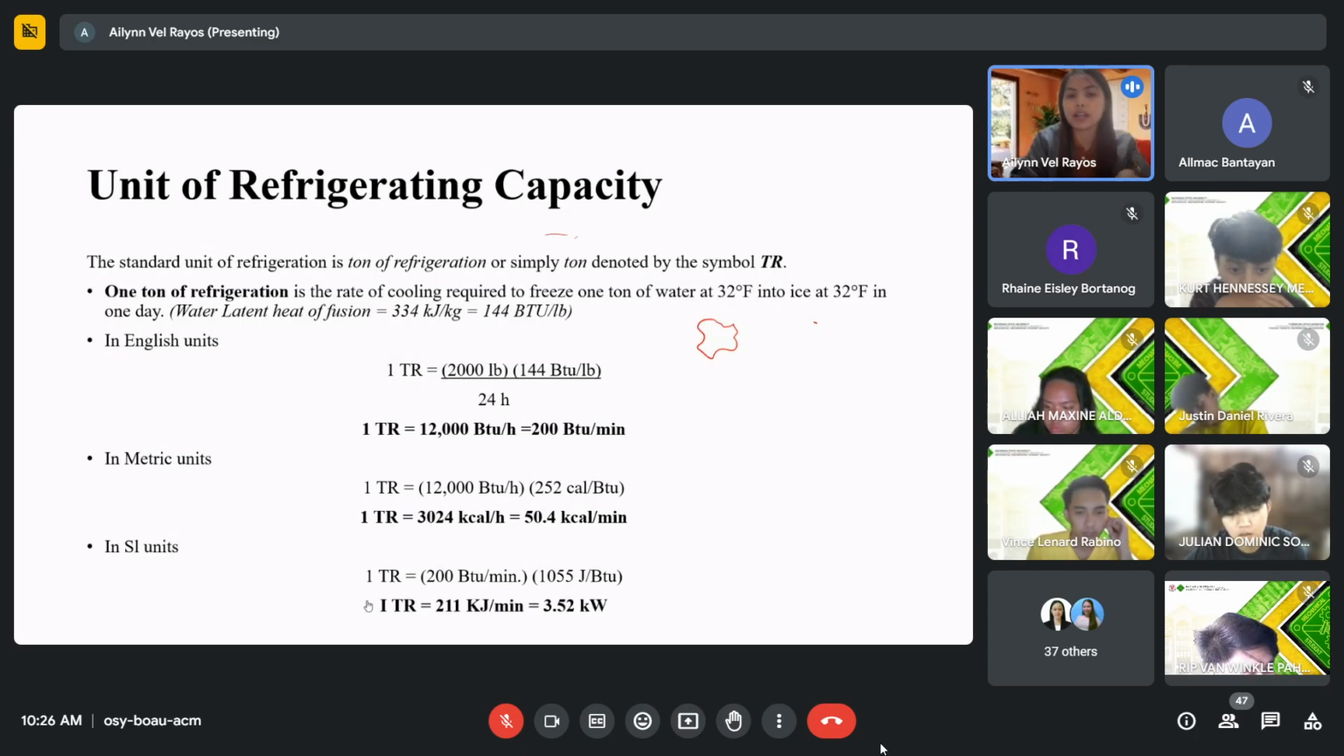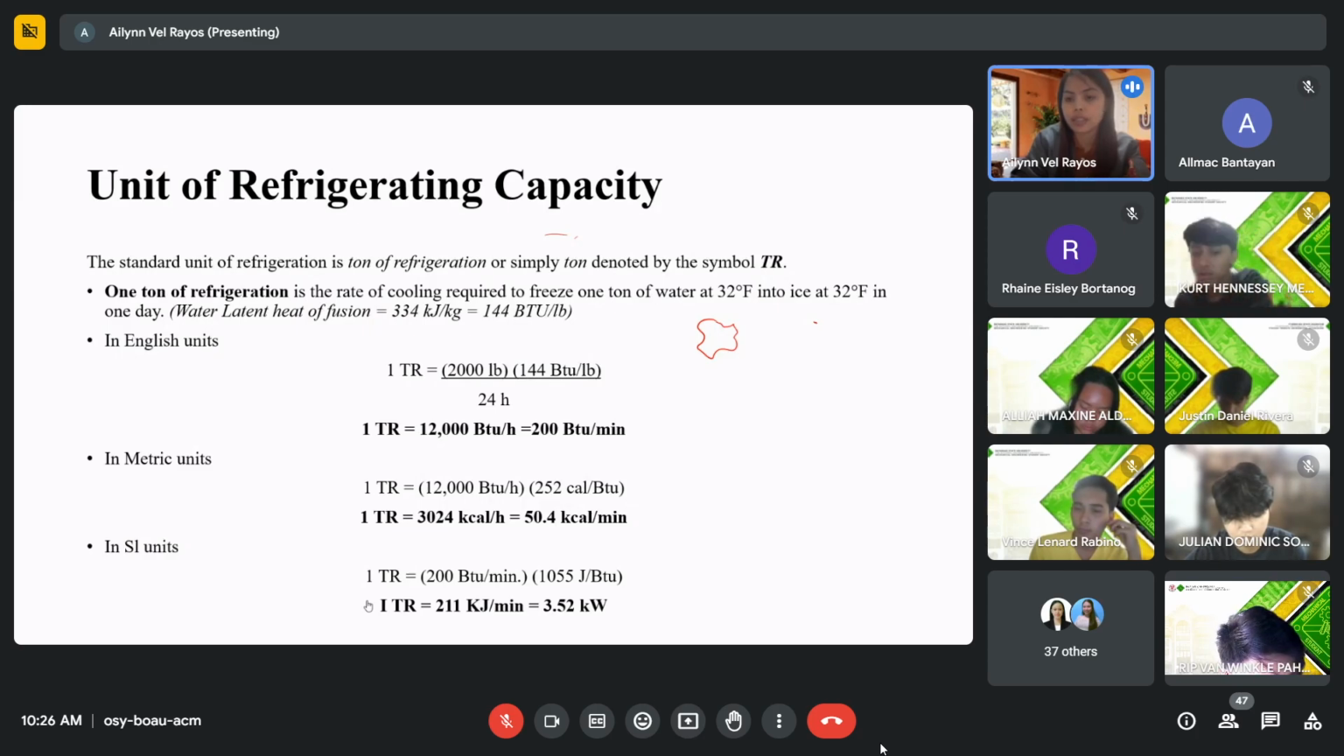Pero yung latent heat natin, amount of heat required or amount of heat removed or added into a certain substance in order to have phase change without change in temperature. So in this case, para mahanap natin yung ton of refrigeration, kailangan natin malaman yung heat required para ma-convert natin itong 1 ton of water at 0 degrees Celsius or 32 degrees Fahrenheit into ice, which is 0 degrees ice or 32 degrees Fahrenheit ice. Clear ba tayo doon?